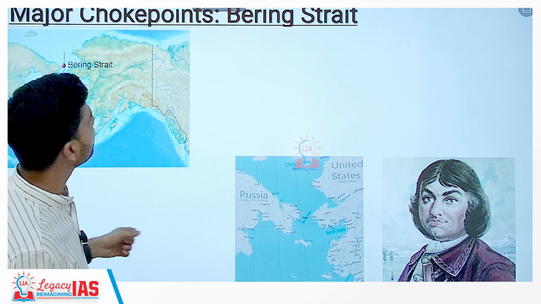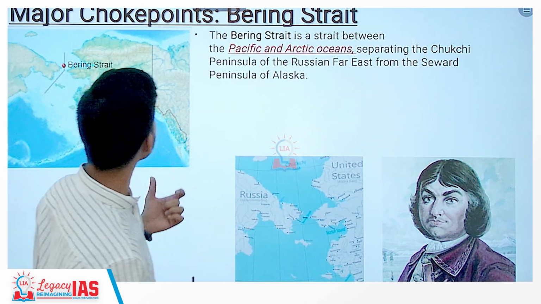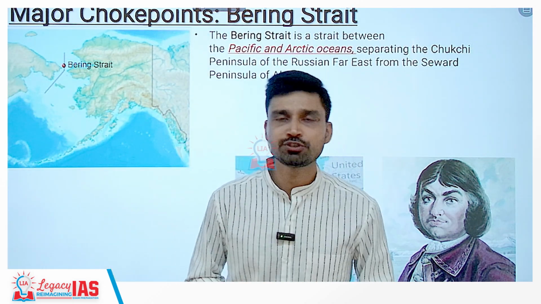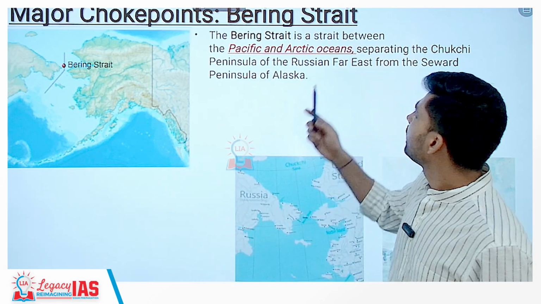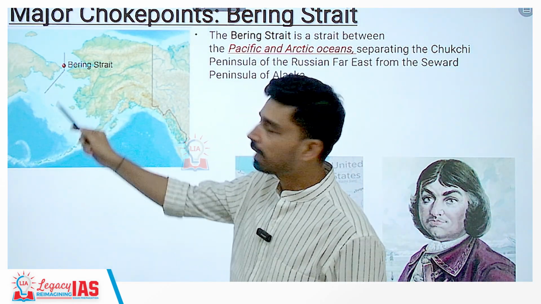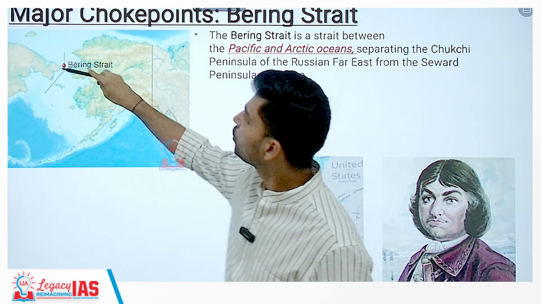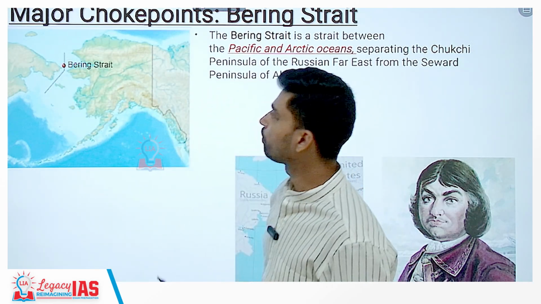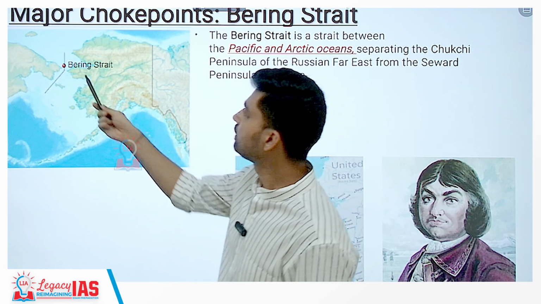The next strait again is very important geographically, and that is called the Bering Strait. Now, the Bering Strait is a strait situated between the Pacific Ocean, as you can see from here, lying to the south, and then to the north you have the Arctic Ocean. If we talk about the land masses, this is the Bering Strait.